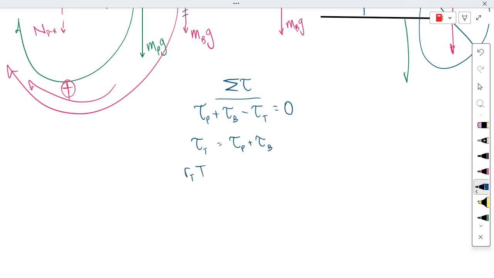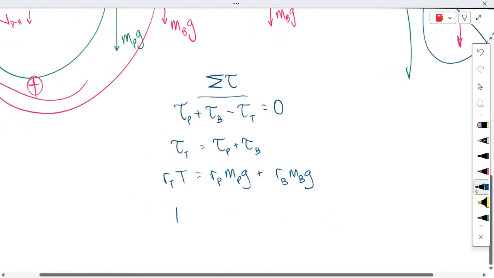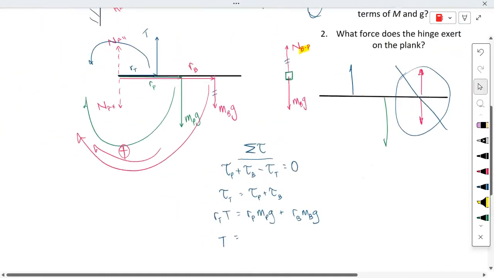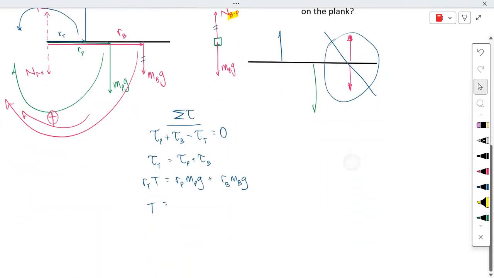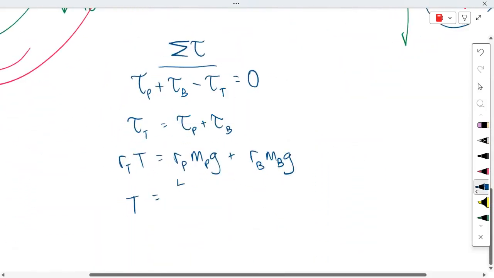R to the tension times the tension equals R to the plank times, well, not times the plank, but really times the plank's weight, plus R to the box times the box's weight. The tension is all that stuff divided by R to the tension. So now let's do some substitutions. R to the plank: remember the plank has a length L, so R to the plank is L over 2. And the plank's mass is called M.